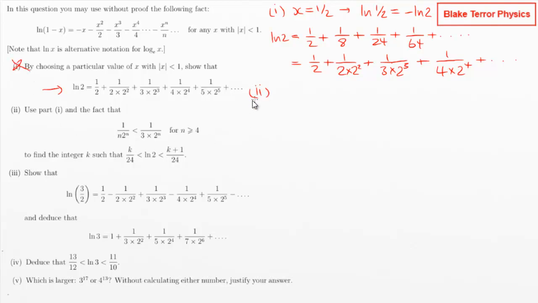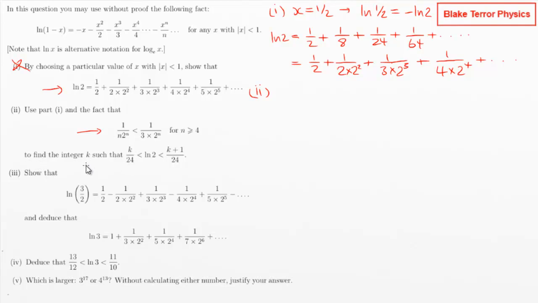Part 2. Use part 1 and the fact that we've got this inequality, 1 over n times 2 to the n, okay, that's what we've just done, so that's what we've got here in this expansion, is less than 1 over 3 times 2 to the n, for n greater than or equal to 4. Well, it would be. That's pretty obvious, but it might not be something we would have thought of using. I think that's more the point. We can see that that inequality must hold.